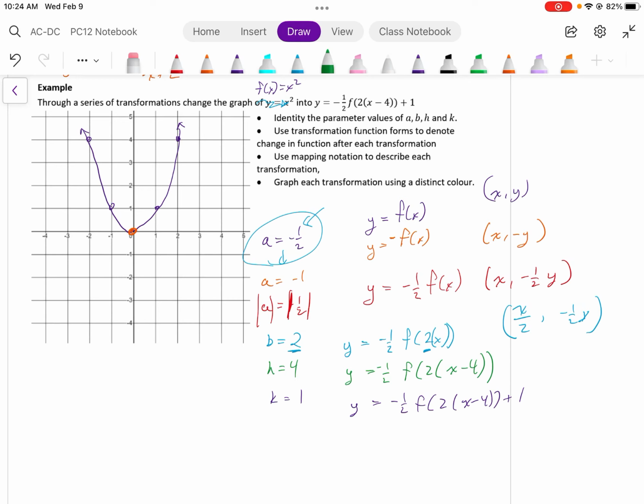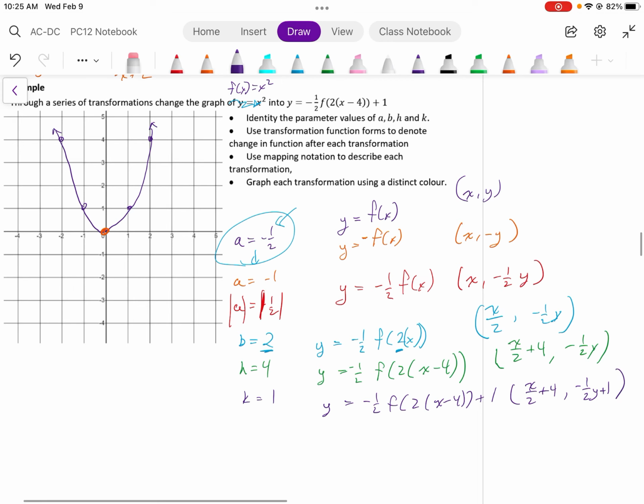If we have an h of 4, what does that mean? Well, it means that I simply add 4 to the x value. My y value stays the same. And if I have a k of 1, that means that my x value stays the same, and my y value, I simply add 1 to it. So this is my mapping notation. Remember what mapping notation is: if I have any point (x, y), after all these transformations, it'll become this.